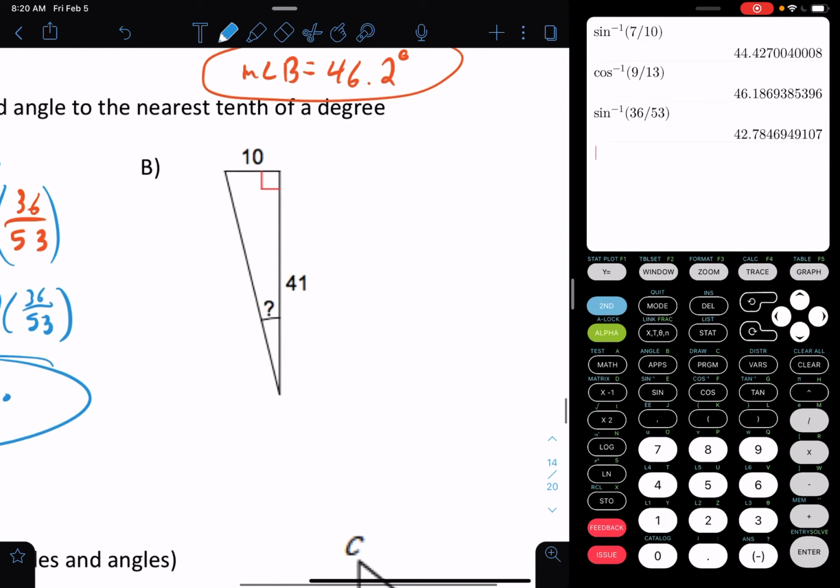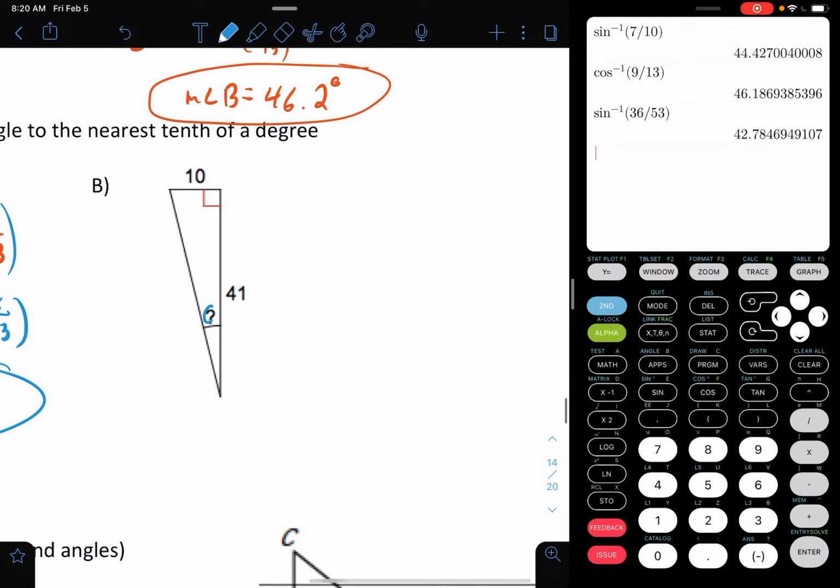In B, instead of the question mark, I'll say theta. What is the 10 to my theta? That's the opposite. What's the 41 to my theta? That's the adjacent. So we've got opposite over adjacent, which should ring a bell and say we're dealing with tangent here. So tangent of theta equals opposite 10 over adjacent 41. So toa, opposite over adjacent. Theta is trapped inside tangent.